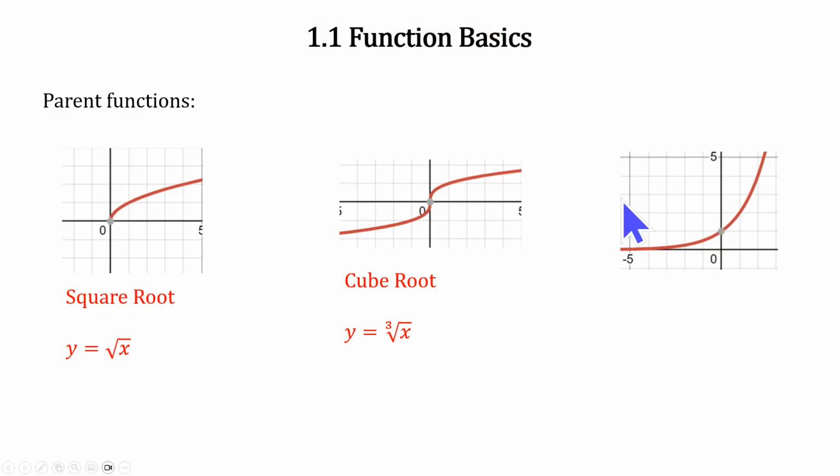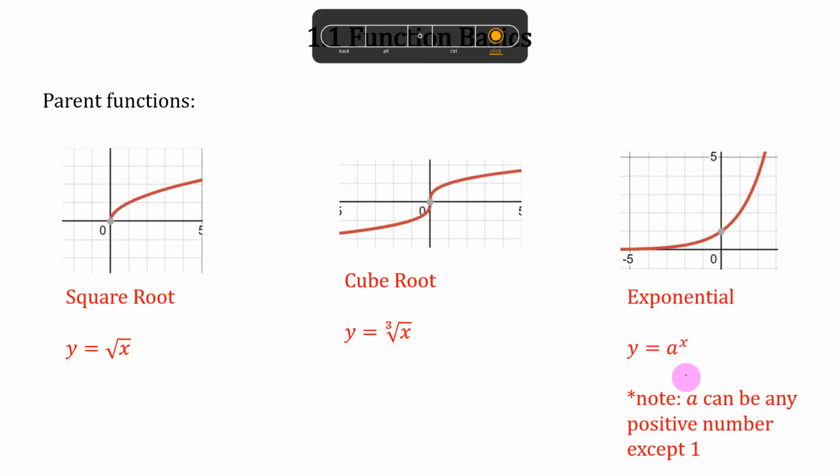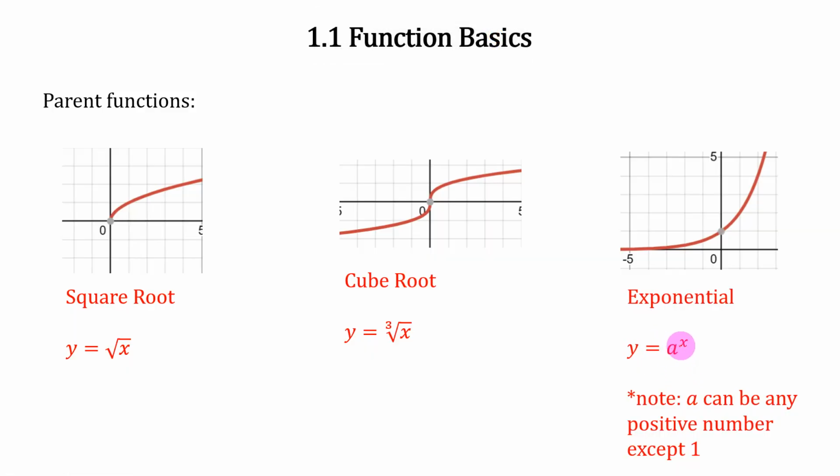And this is our good old-fashioned exponential. A will be a number, like 2 or 3 to the x, 4 to the x, something like that. The a will not change. It's a constant. It's called the base. The x is the thing that will change.